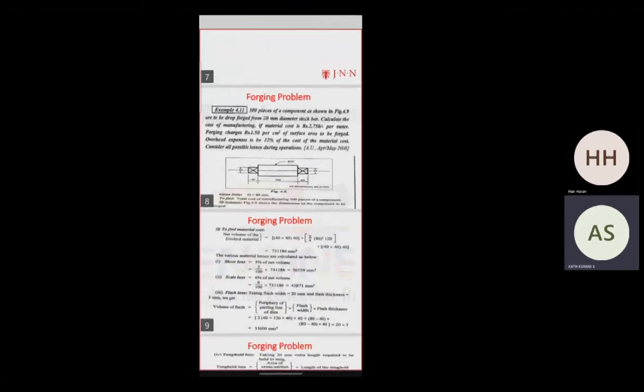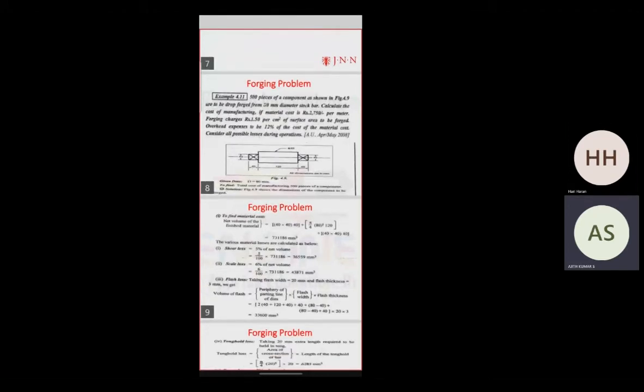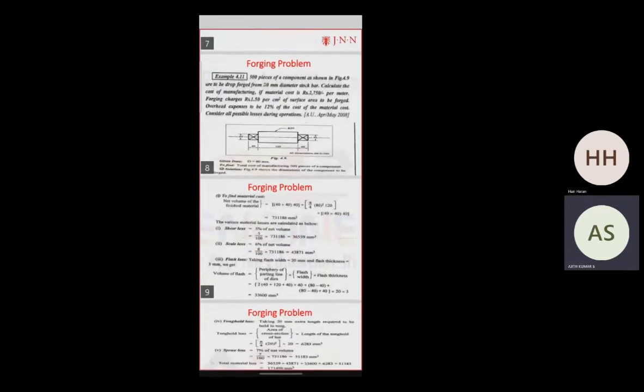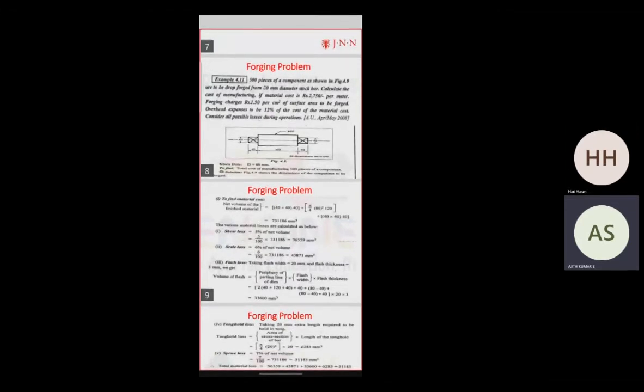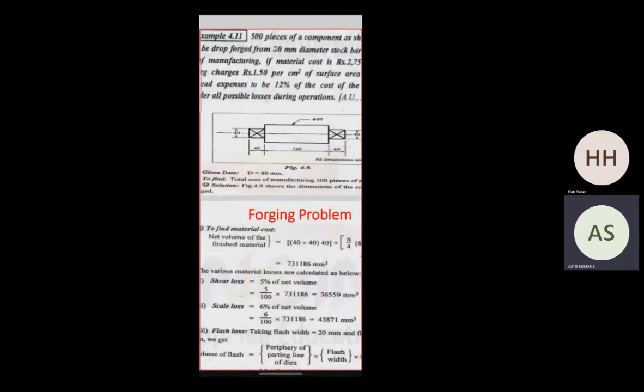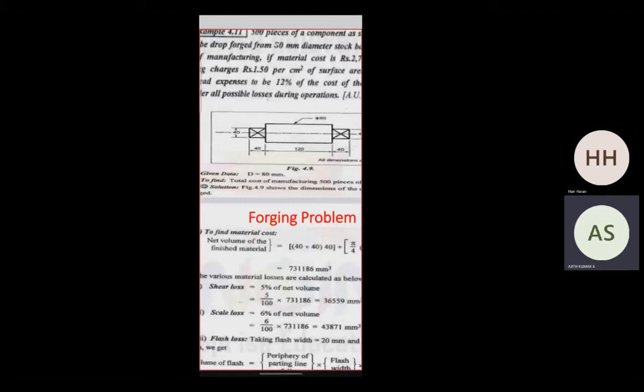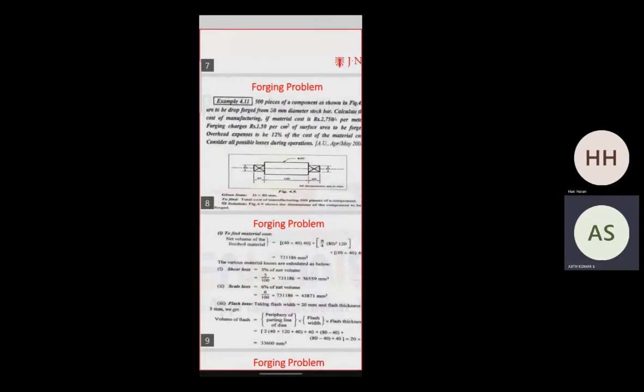So the volume of square is length into breadth into height. Here you can see in the first component 40 is the length, 40 is the breadth and 40 is the height. So 40 into 40 into 40. And the second component is about the cylinder. So volume of cylinder is pi by 4 d square into L. Here d is 80 and the length is 120. So pi by 4 into 80 square into 120. And the third component is a square. So length into breadth into height, 40 into 40 into 40. So we will get the net volume of finished material equal to 731186 millimeter cube.